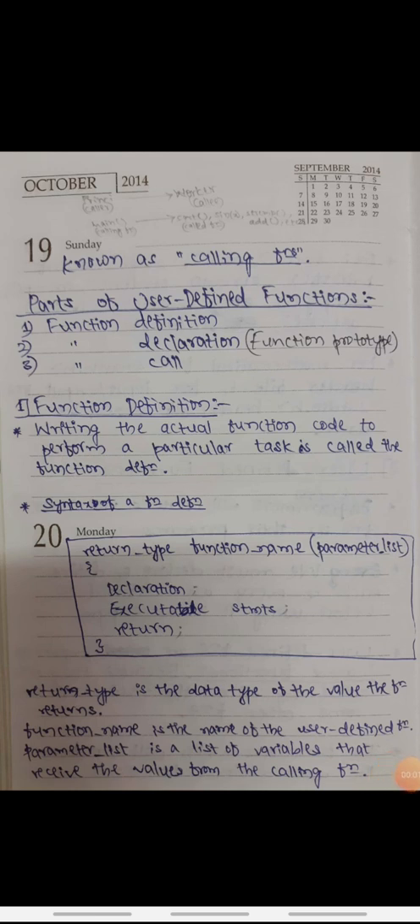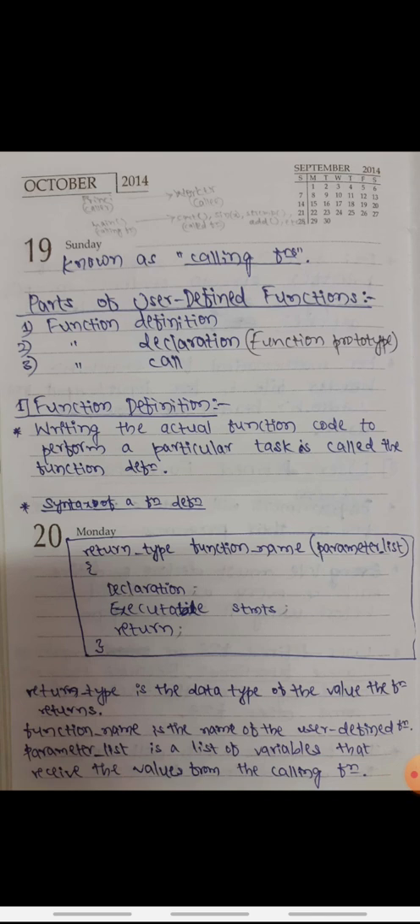Hello friends, in this video we will see parts of user defined functions, or elements of user defined functions. In last class I already told that a user defined function contains three components, or three parts, or three elements, that is function definition, function declaration and function call. We can also rearrange the sequence, like function declaration, function definition and function call, or function declaration, function call and function definition, whatever it may be.